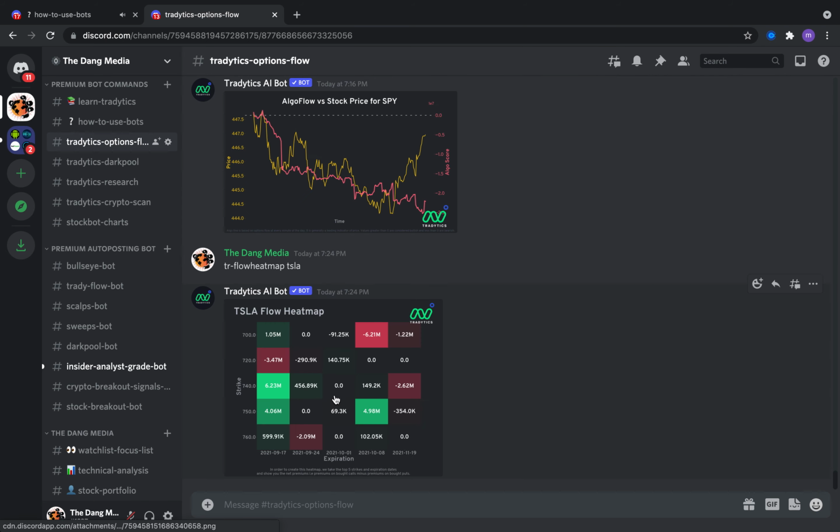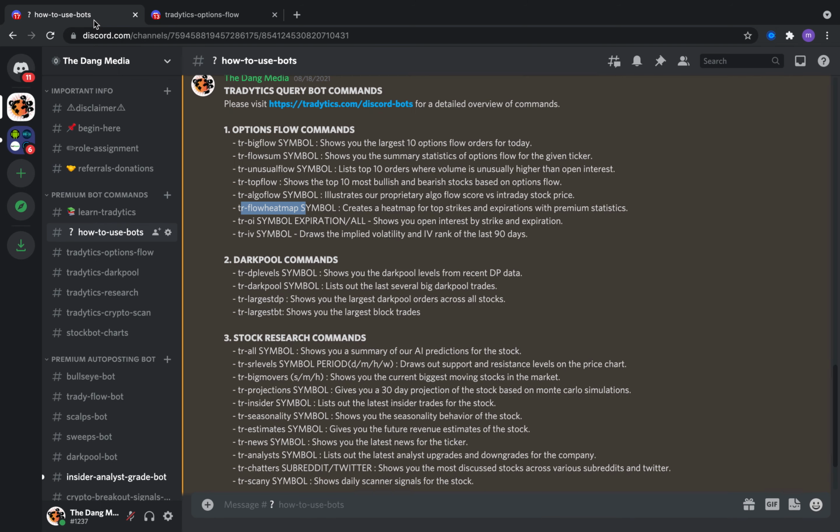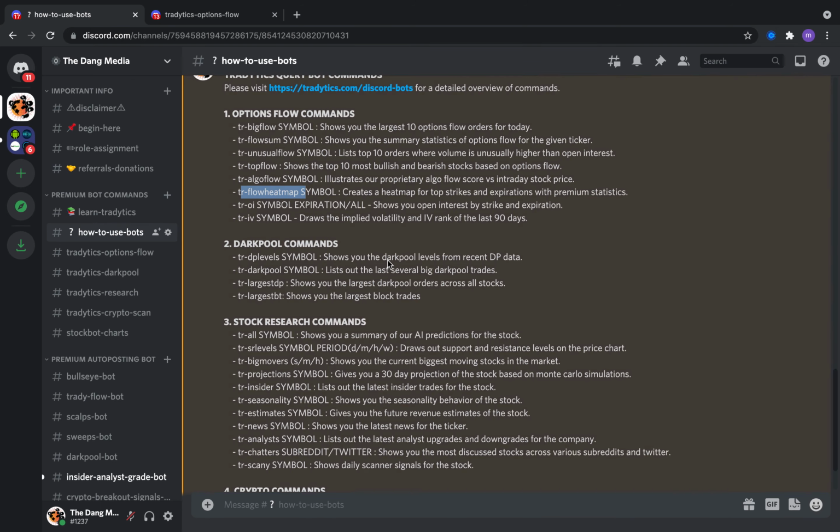So this is showing what strikes they're hitting and the expiration. This one's a great command as well. All of these are great commands, but there's a lot that I use, and then there's some that I don't use. Like I said, I mainly use the Algo Flow. I know for you guys, the TR SR levels would be a great one.